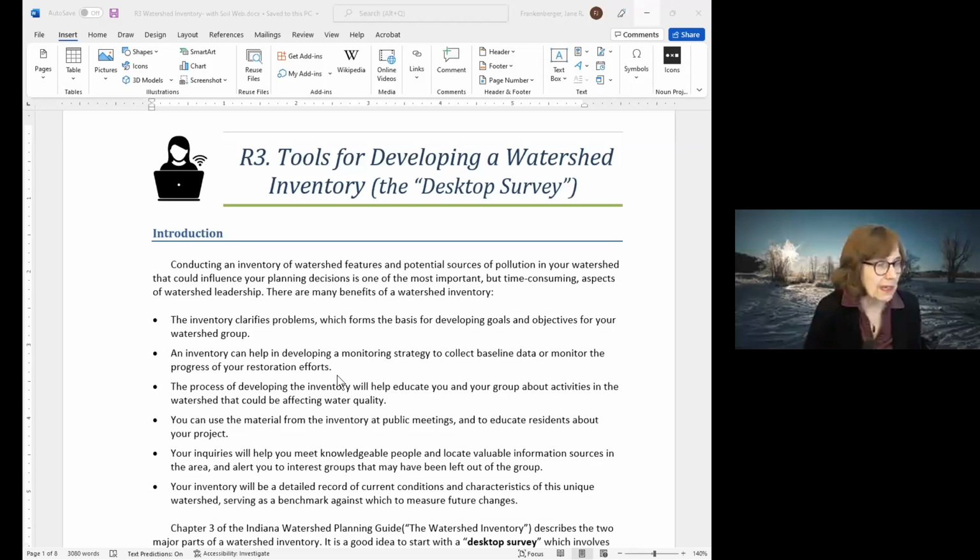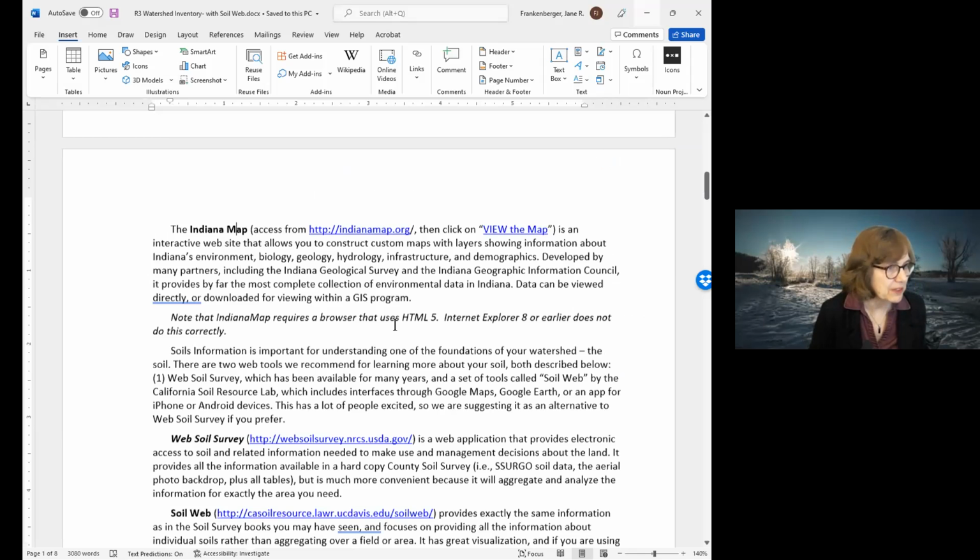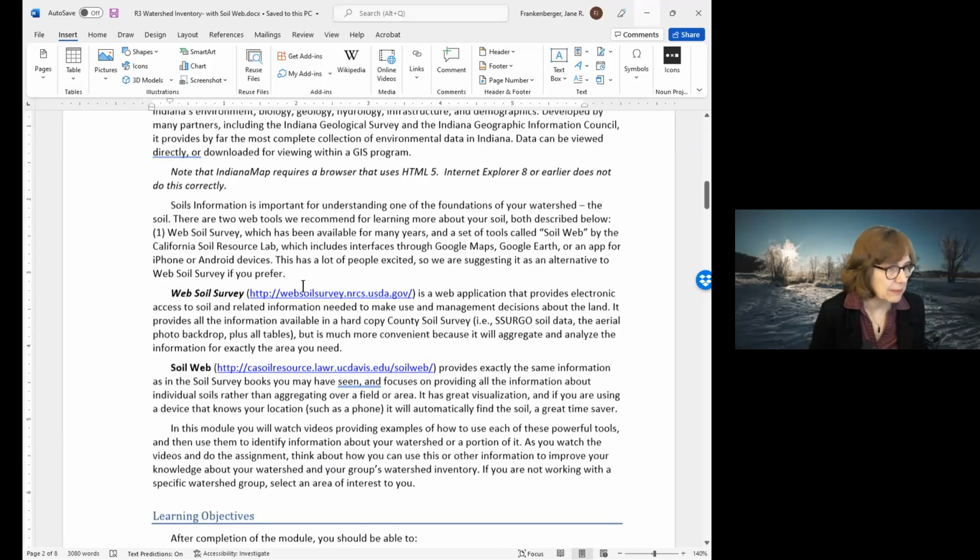Okay, then I will go ahead. So our last item, let me just make sure I'm looking at it. Lightning talk interruption workshop. Okay, so the other thing that I want to quickly talk about is the module that's coming up. And so this one is called Tools for Developing a Watershed Inventory, or the Desktop Survey. I think I've got the right thing shared. Okay. Some introductory materials that tell about these various sources.